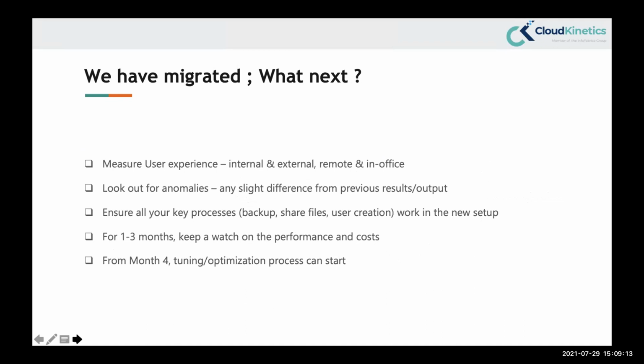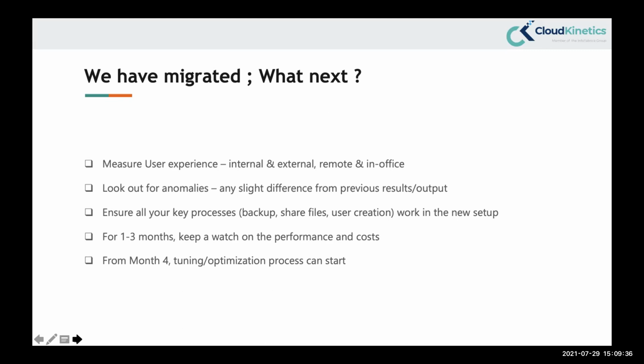We migrated, then what next? This is all about, again, monitoring and measuring the user experience, which is very key. Look out, right? Once you migrate, maybe the first week everything works, and then you see some user degradation. It has happened, and we have seen it happen for various reasons, not the least being latencies. So look for that and continuously tune it.